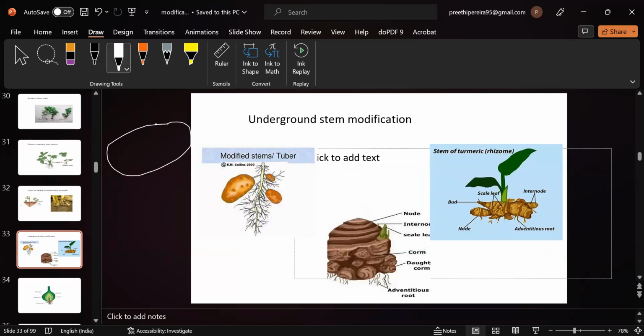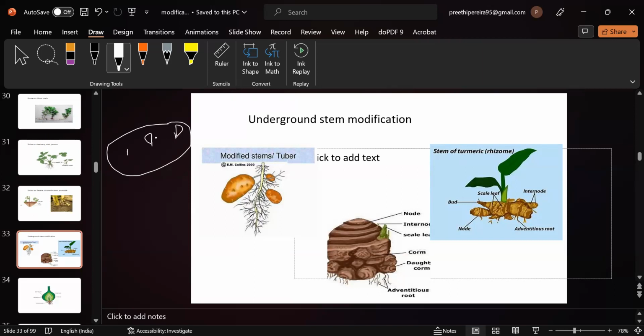And whenever I say a stem, there should be a node and internode, right? So in the potato, you see some depressions, right? Those depressions are the nodes. And between the nodes, the space is known as internode. And you always see a white color structure. We call it the eye of the potato.